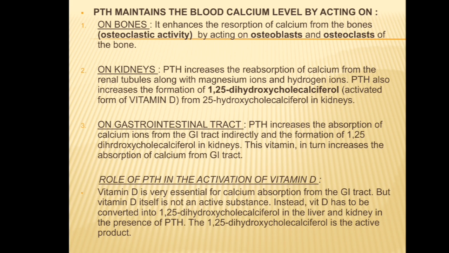Also, vitamin D is very essential for calcium absorption from the GI tract, but vitamin D itself is not an active substance. Instead, vitamin D has to be converted to 1,2,5 dihydroxycholecalciferol in the kidneys and liver in the presence of parathormone. So it is the active product, we can say.